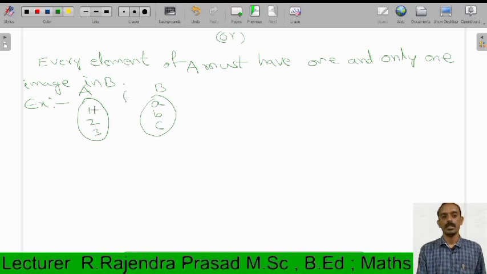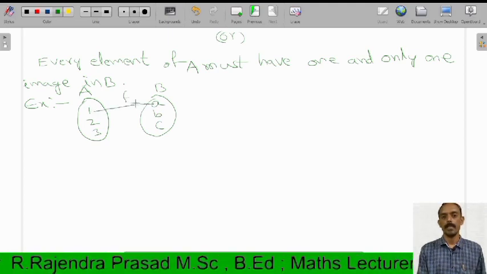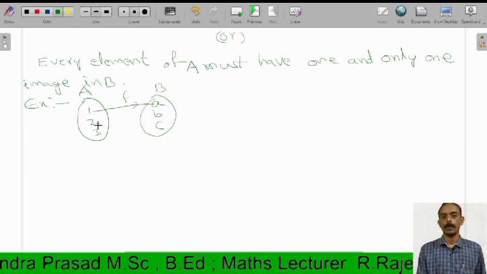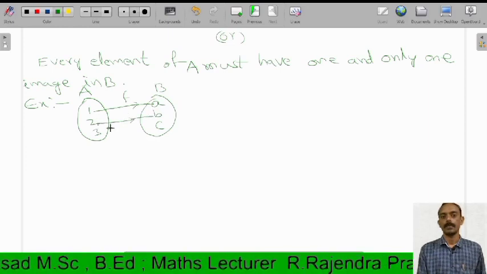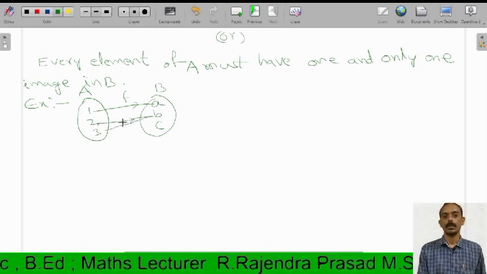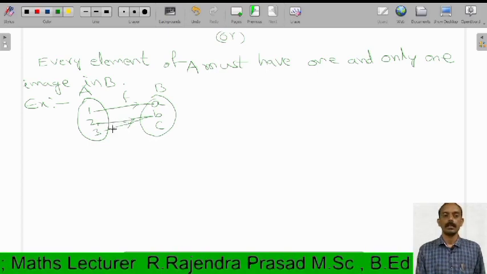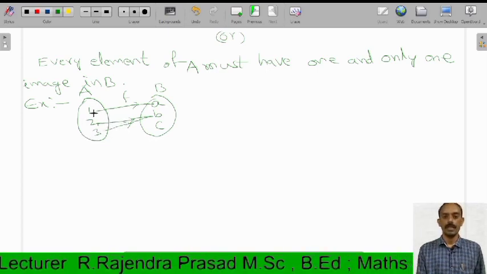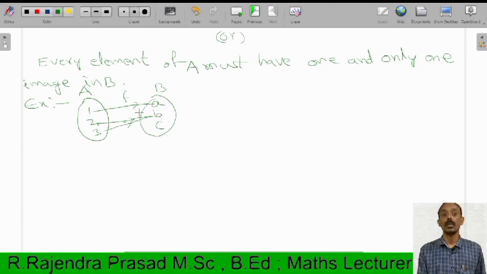For example, set A is 1, 2, 3 and set B is a, b, c. F is a function: 1 to a, 2 to b, 3 to b. Every element of A must have one and only one image in B.